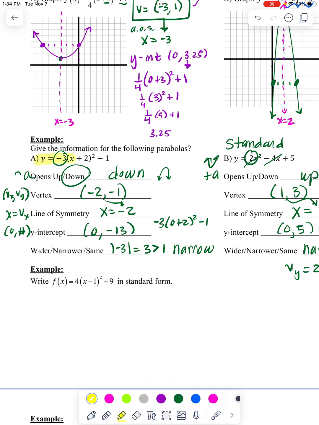So you can get all the information, whether it's in standard form or vertex form, and you can recognize vertex form pretty easily because it has the parenthesis part squared, whereas this one is written out like a full polynomial.